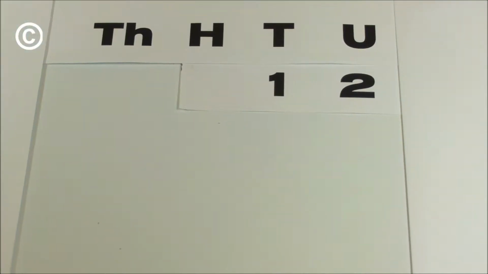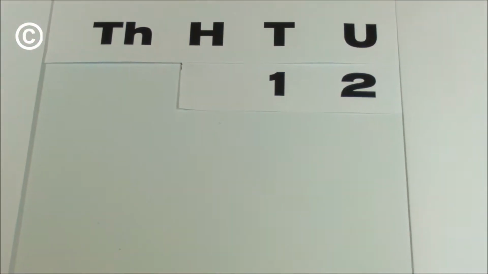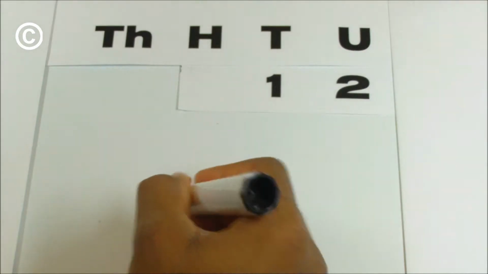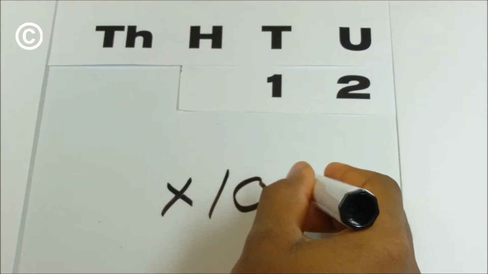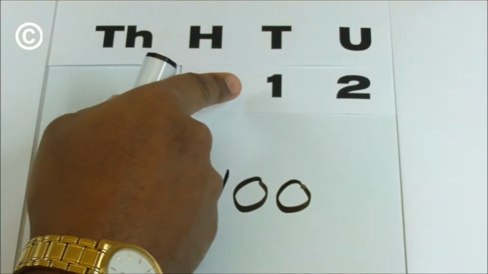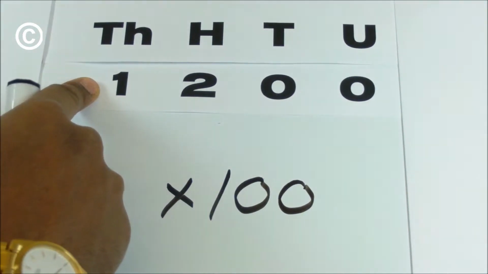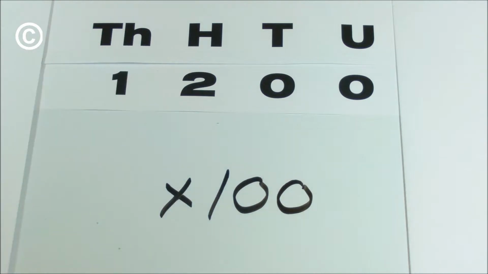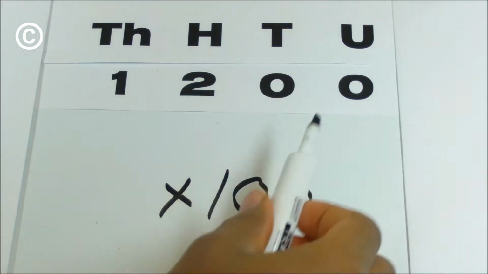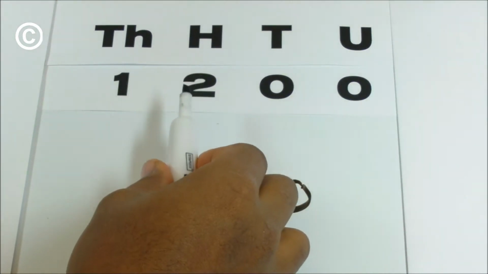Take a look at another example. If you take this number 12 again and multiply it by 100, it is effectively moving this number 2 columns to the left, so that the original 12 becomes 1200.